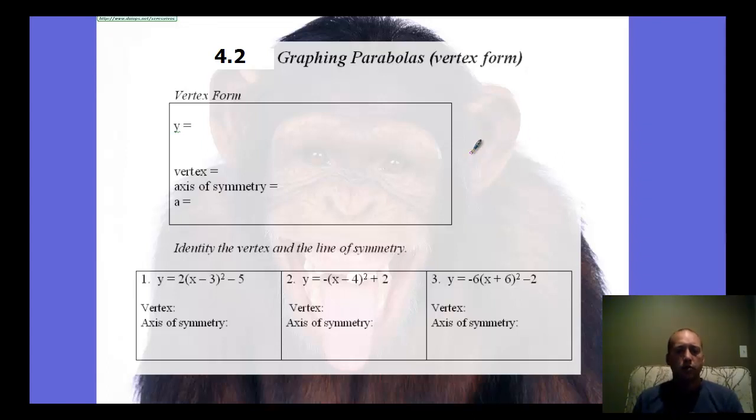Honors Algebra 2, Chapter 4 and 5. This is Part B, graphing parabolas, quadratic equations, and we're going to look at vertex form and intercept form in this lesson.